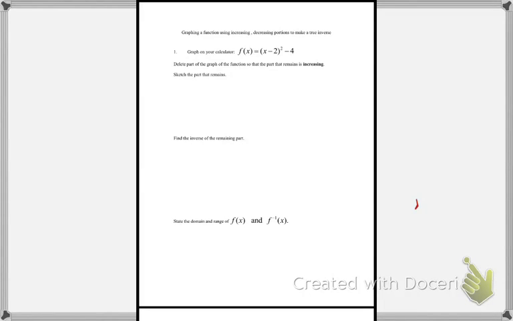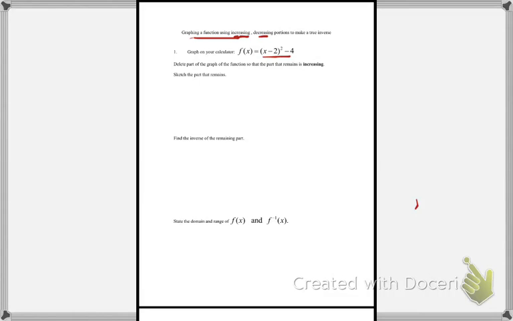In classwork 2, we will be graphing a function using an increasing or decreasing portion to make it become a true inverse. What happens when a function does not pass a horizontal line test is you have to restrict the domain to one particular part that will pass the horizontal line test.